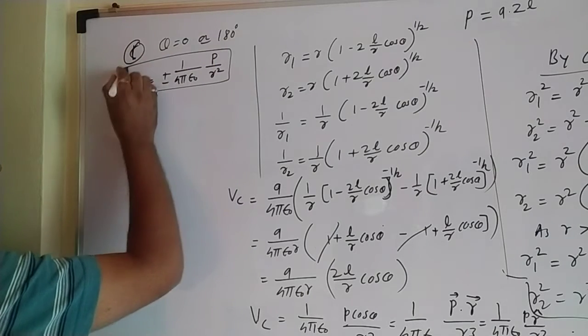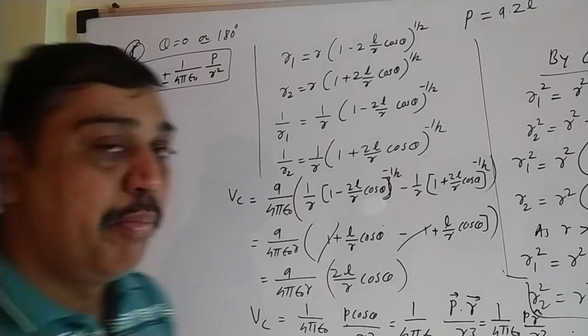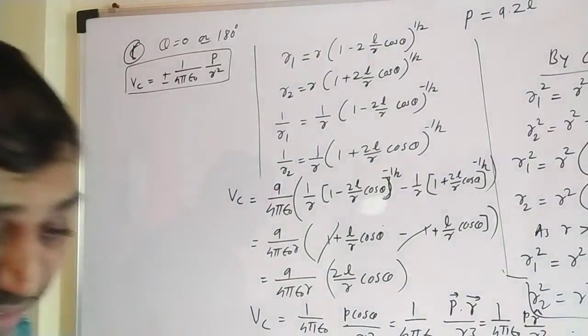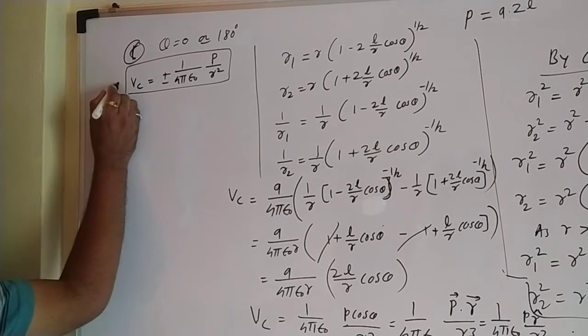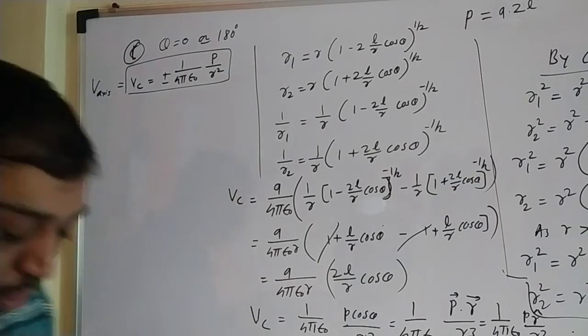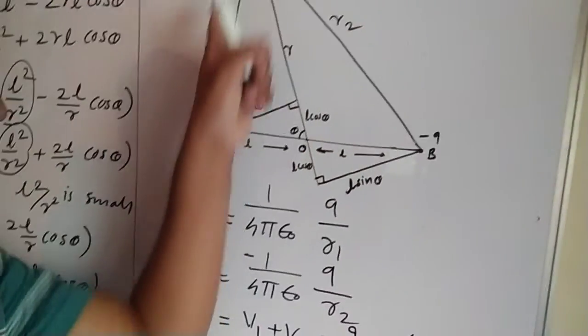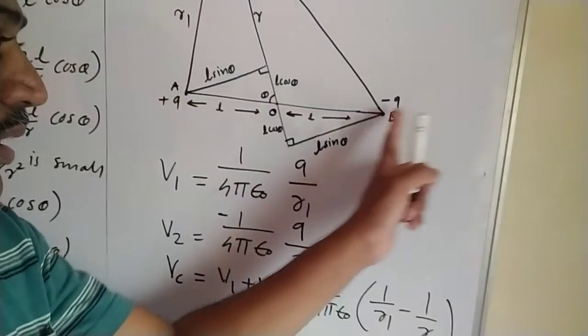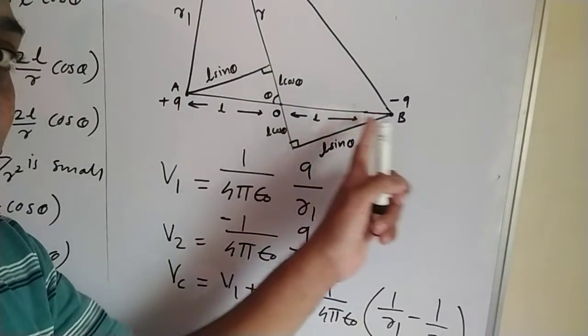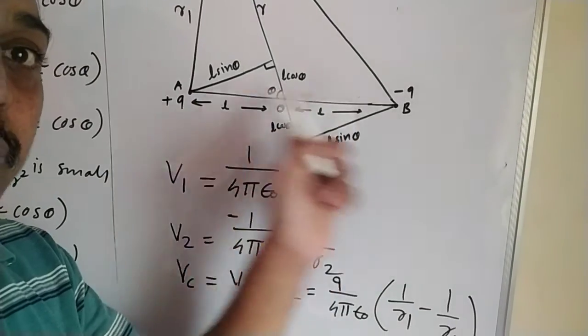This is the value of the electric potential when theta equal to 0, means it is along the axis. So sometimes this is also said to be V axis. Why is it said to be V axis? Let's see the diagram. If this theta is 0, point C comes on this axis, that is said to be axis of electric dipole. So that electric potential is said to be V axis.